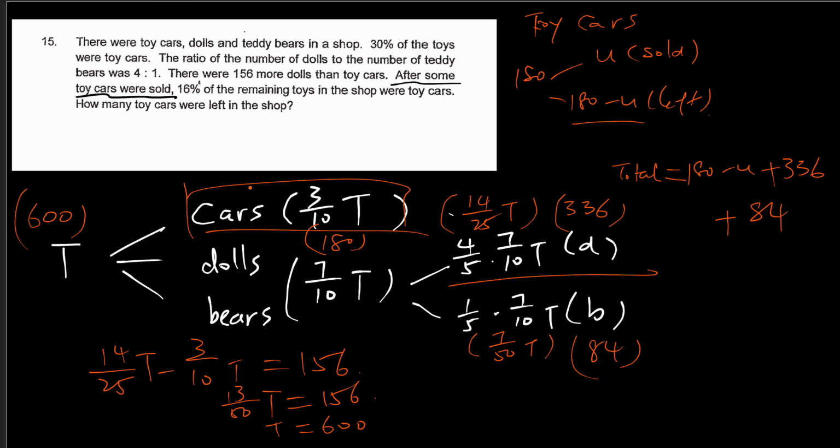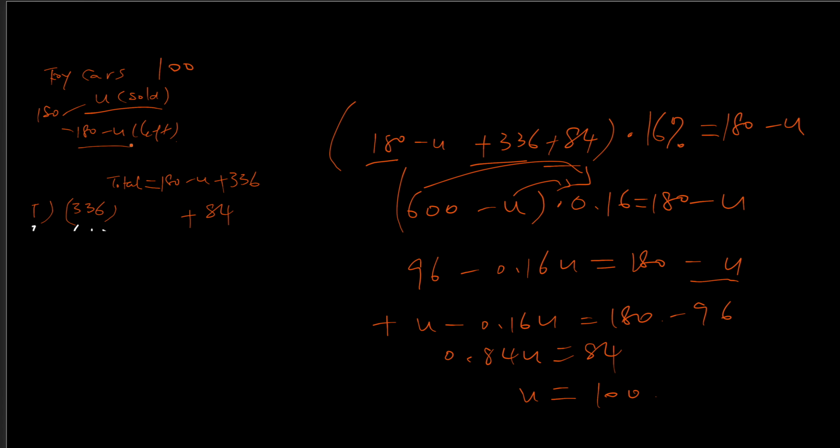Is the question asking that? No. How many toy cars were left? So I'm supposed to look at the left, which is here, right? So that means 180 minus 100, which is 80. So you see, there is no way you can get it wrong, because once you get the U, you put the U back to this, and then you look at the question. The question asks for what's left, so you are supposed to look at the left, not the sold. And the left is actually 180 minus the U, which is 80. So the answer is 80.